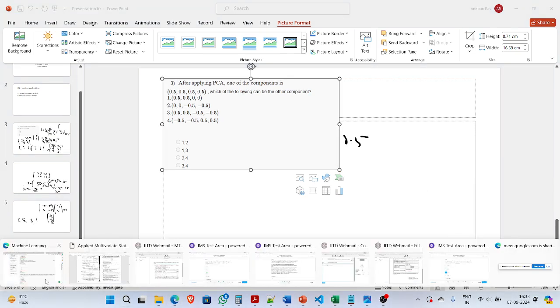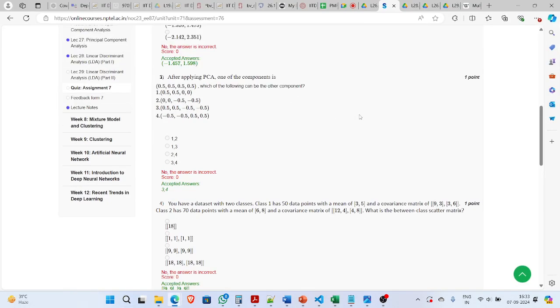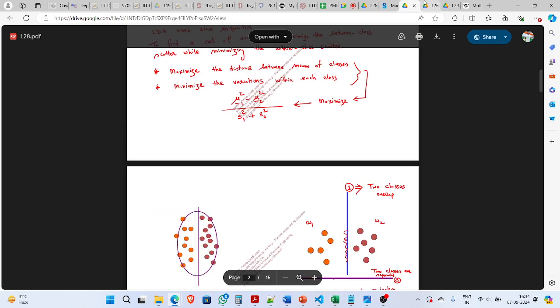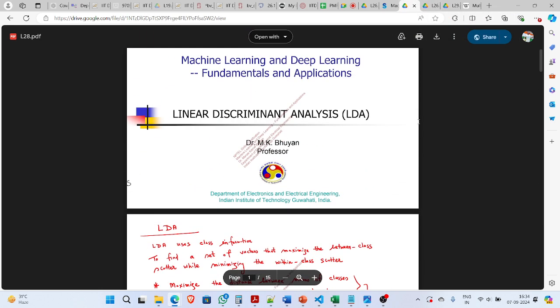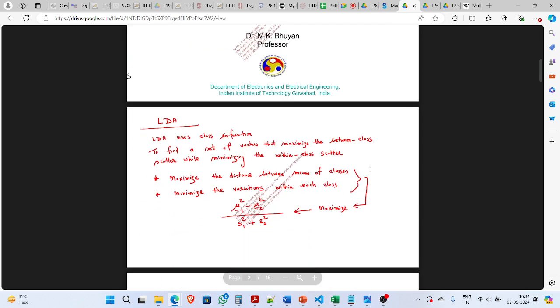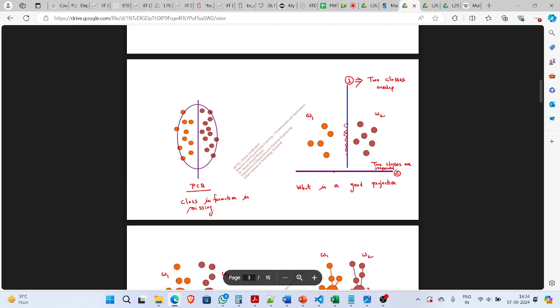Okay. Next we are on to LDA. So LDA, as you can see, is this. It's a very nice diagram we have got here.